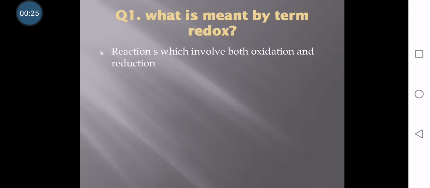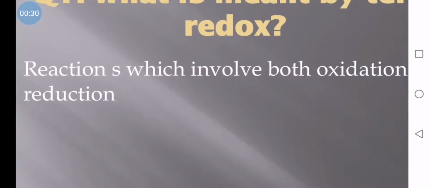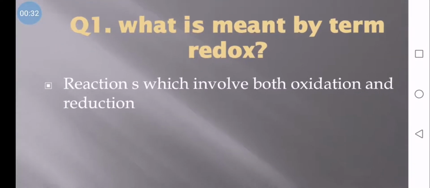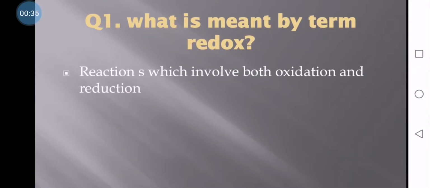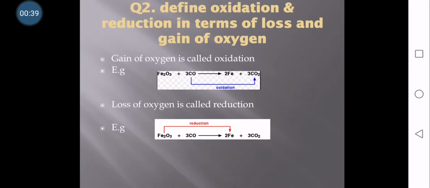Redox is actually divided into two terms. One is red and the second one is ox. Red means reduction and ox means oxidation. So reactions which involve both oxidation and reduction are called redox reactions.